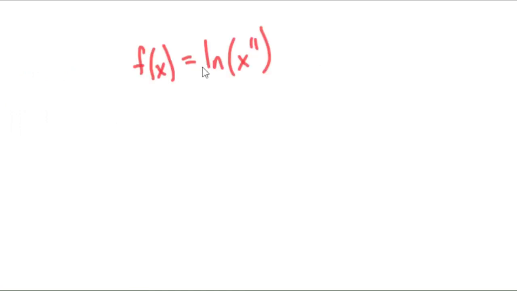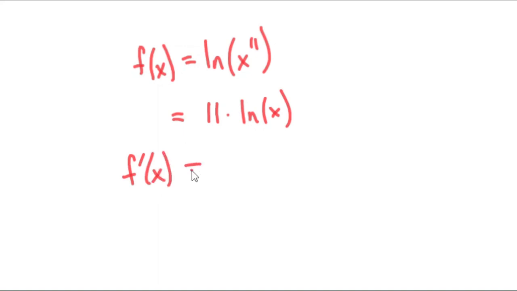In fact, here's our function, natural log of x to the 11th. But remember, the power rule for logarithms says we can bring this 11 out front. So we have 11 times natural log of x. And now we're going to find the derivative. So now we're going to put f prime of x.